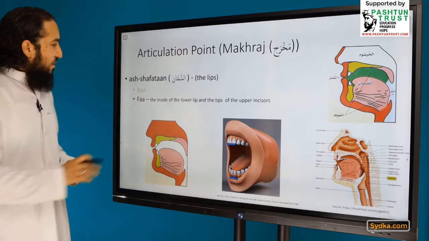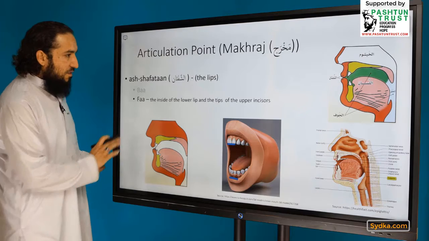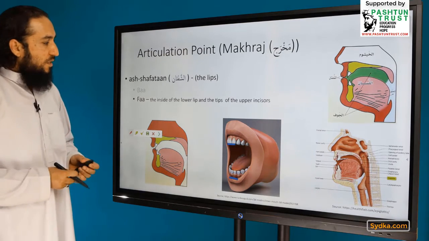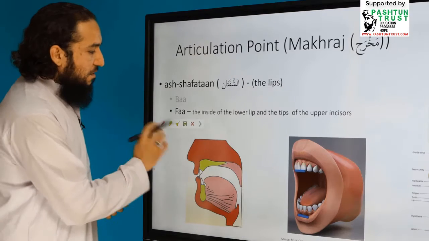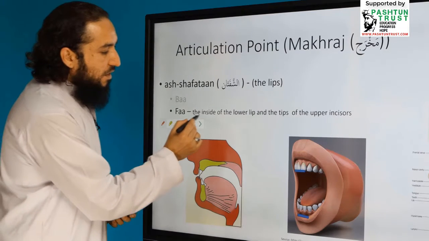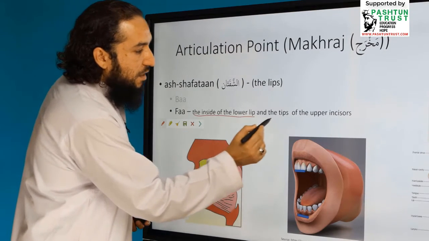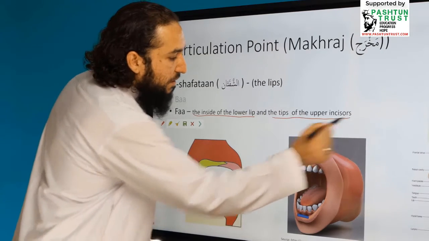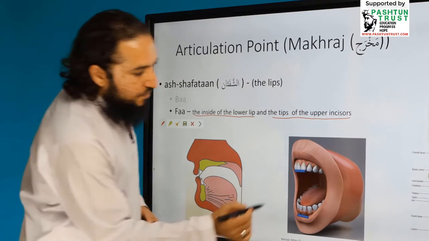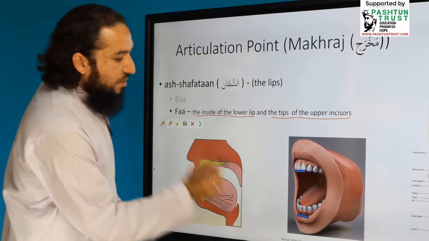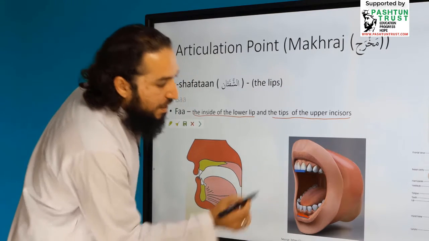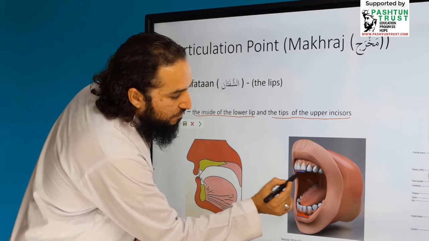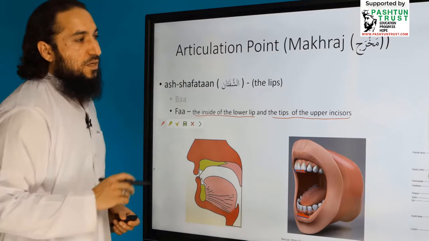What is its makharij? It is one of the shafatan letters, the lip letters. Fa: the inside of the lower lip and the tips of the upper incisors. So we have the inside of the lower lip, and the upper side of the top two incisors.